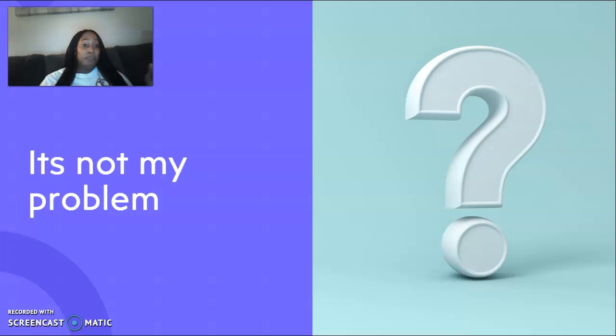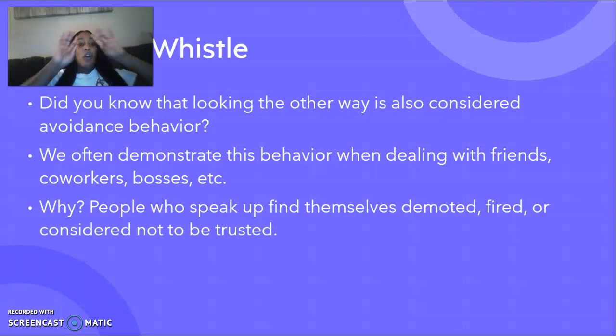So, it's not my problem. Oftentimes they use the term in Chapter 10, blow the whistle. Did you know that looking the other way is also considered avoidance behavior? We often demonstrate this behavior when dealing with friends, coworkers, bosses, etc. Why do we do this? Because we don't want to be considered the snitch, the one always telling on somebody. Because most of the time, the people who do end up speaking up find themselves demoted from their position in the company, or fired, or considered not to be trusted.